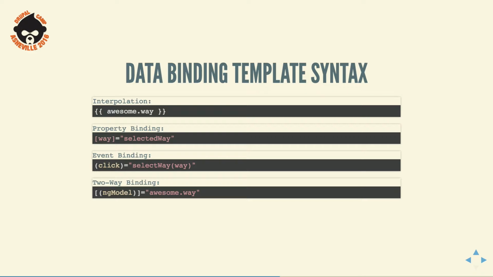And then we have the two-way binding, which is common on inputs. You see two-way binding typically on an input element.